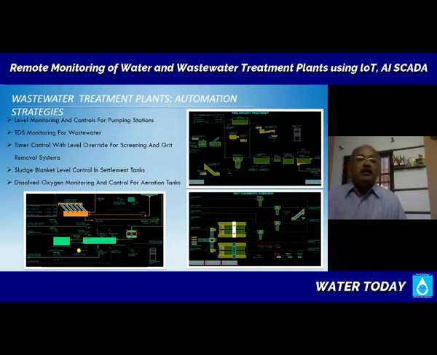You might have a lifting station where you want to monitor the level there and make sure that you are not building up the level and overflowing, etc. at the inlet. So level monitoring and control for pumping stations which are feeding into the STP might be the first point of consideration in terms of automation.